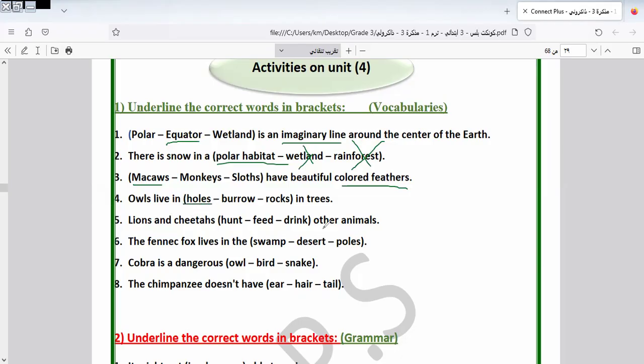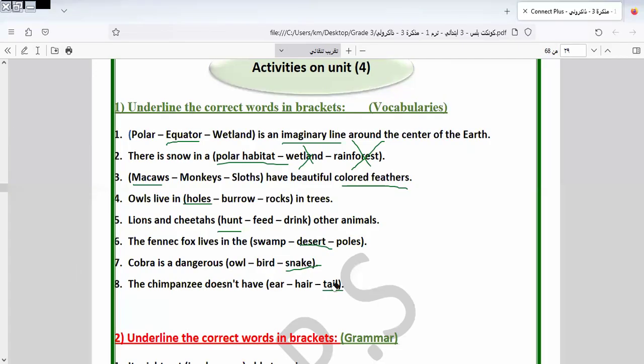Lions and cheetahs hunt other animals. The fennec fox lives in what? In the desert. Okay, we will know it next year when we take science. We took fennec fox both in science and Connect next year in grade 4. The cobra is a dangerous snake. The chimpanzee doesn't have what? Ear, hair, or tail? I think it doesn't have a tail.